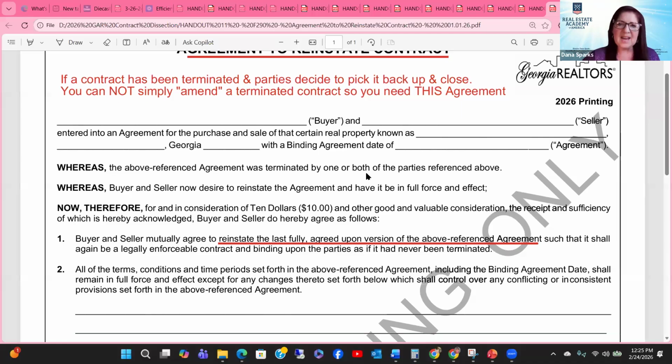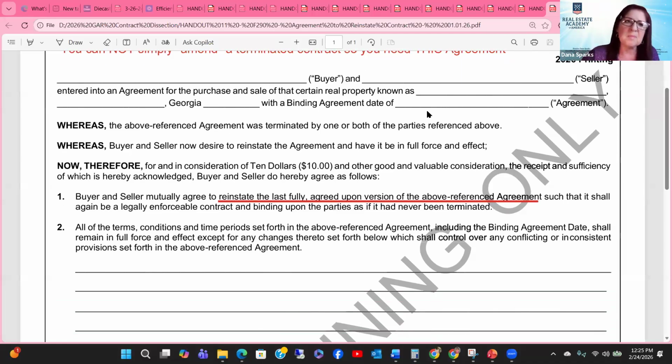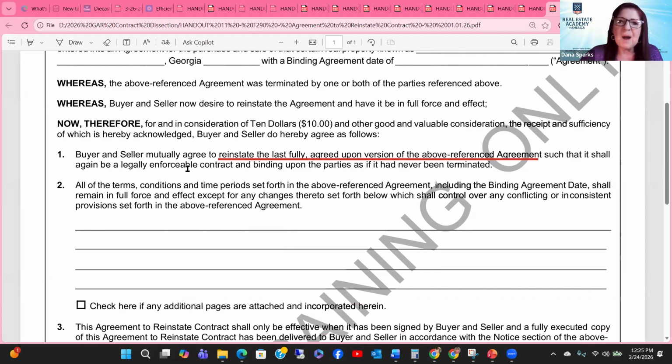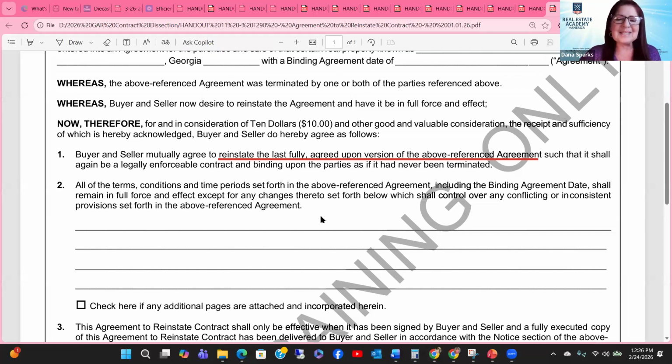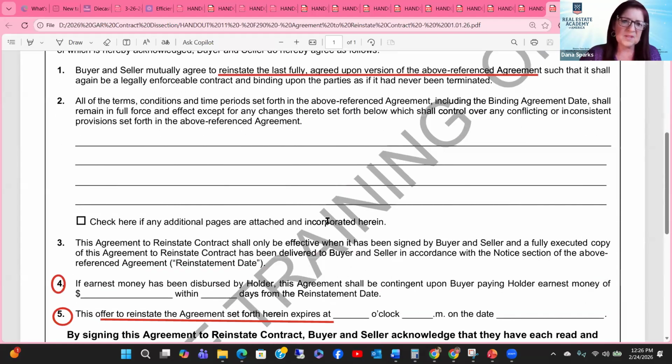And you fill in the buyer and the seller, you reference the property and the binding agreement date, and it says, buyer and seller mutually agree to reinstate the last fully agreed upon version of the above referenced agreement such that it shall be, again, legally enforceable contract binding upon the parties as if it had never been terminated. All of the terms, conditions, and timeframes set forth, including binding agreement date, shall remain in full force and effect except for any changes.